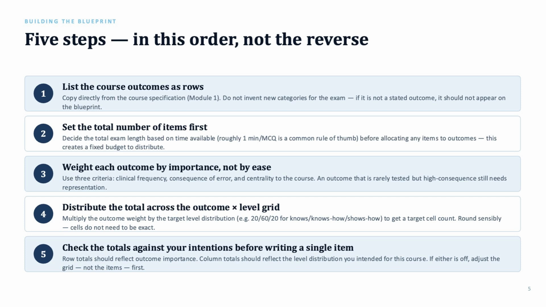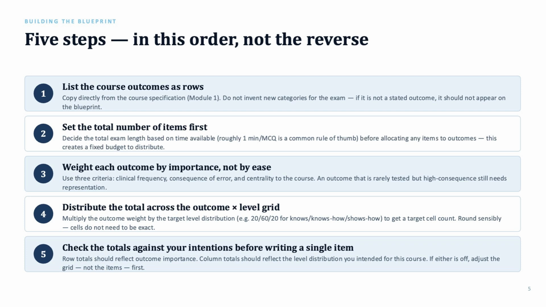Building a robust assessment blueprint requires a strict process. There are 5 steps, and it is imperative you follow them in this order, not the reverse. First, step 1, list the course outcomes as rows. Copy these directly from your course specification in Module 1. Do not invent new categories for the exam. Only what is a stated outcome should appear.